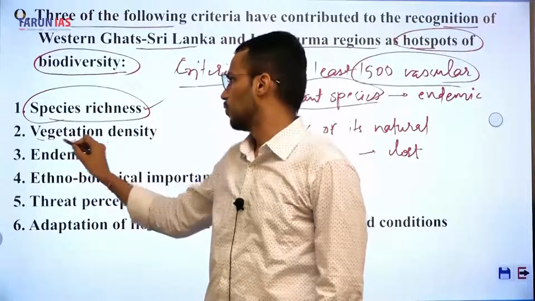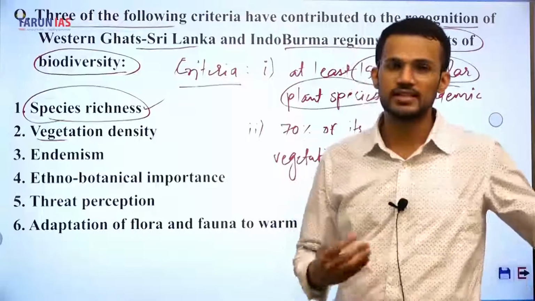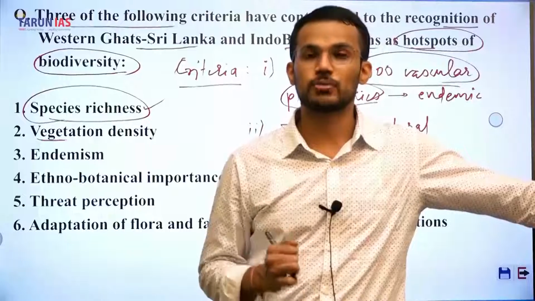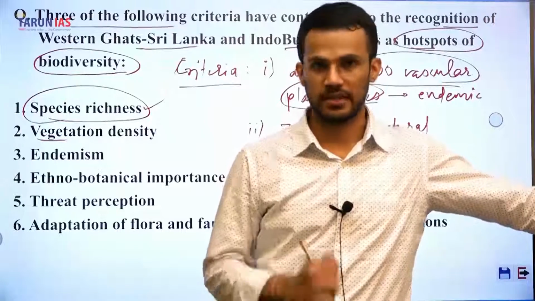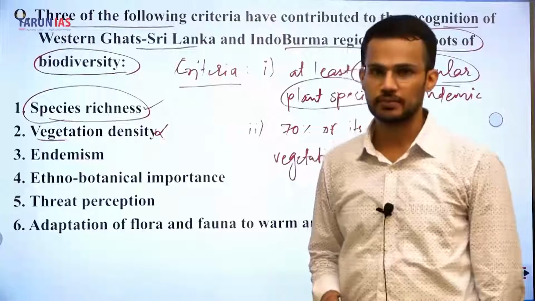Second is vegetation density. So vegetation density is not exactly the criteria based upon which biodiversity hotspots are recognized, and hence we should eliminate this particular statement.